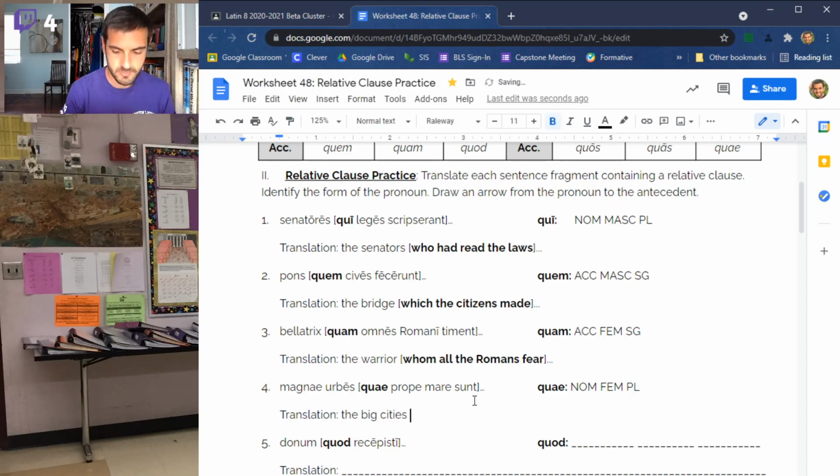Okay. So the big cities, the large cities. I know I'm going to say which because I'm talking about cities. The big cities, which, since it's nominative, now I translate my verb, which are prope mare, which are near the sea. Quae is nominative because what's near the sea? The cities are near the sea. They're the subject of sunt. Okay.